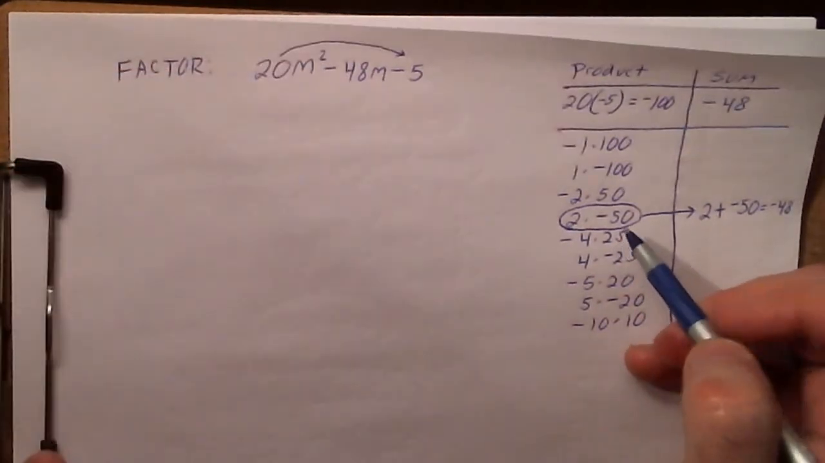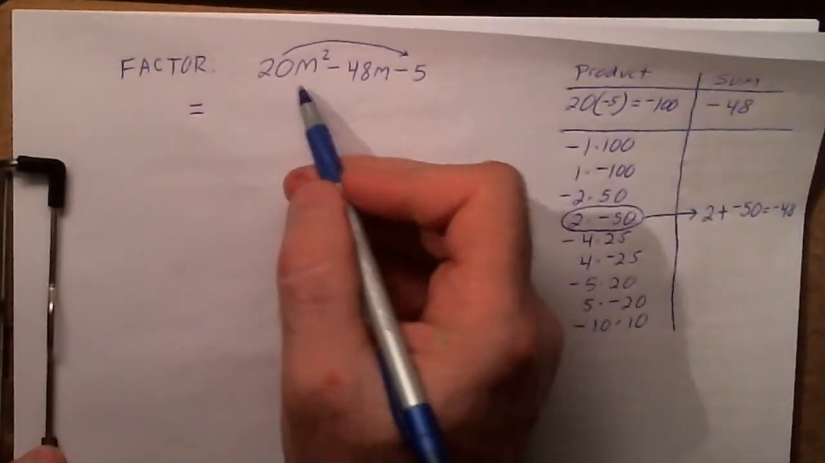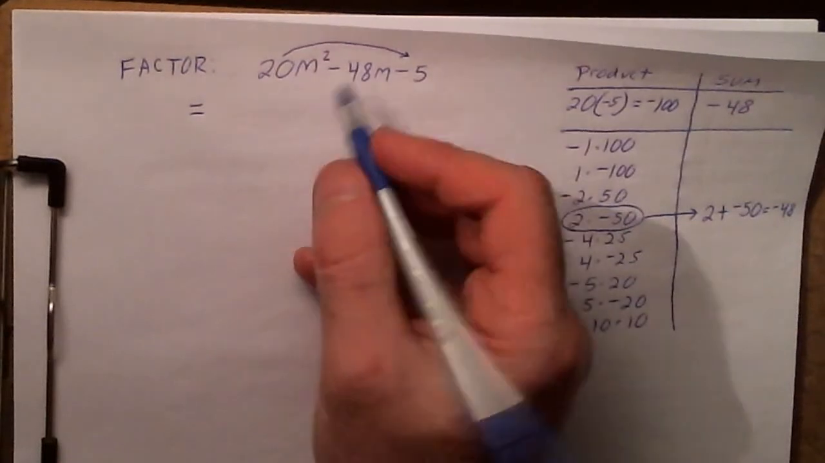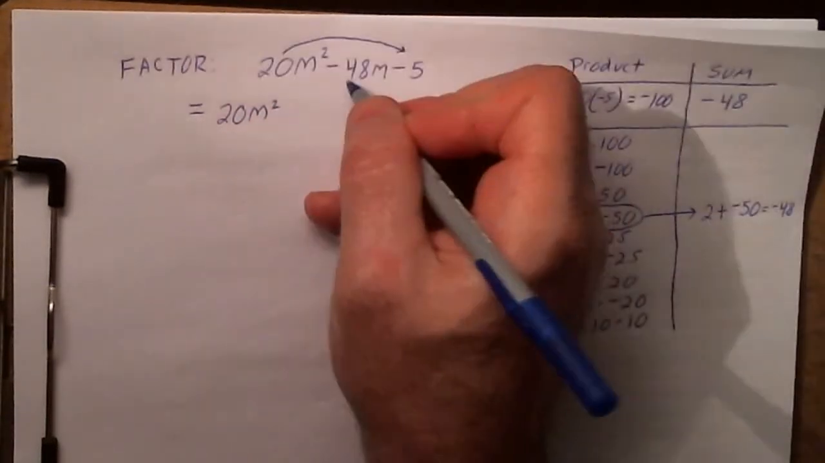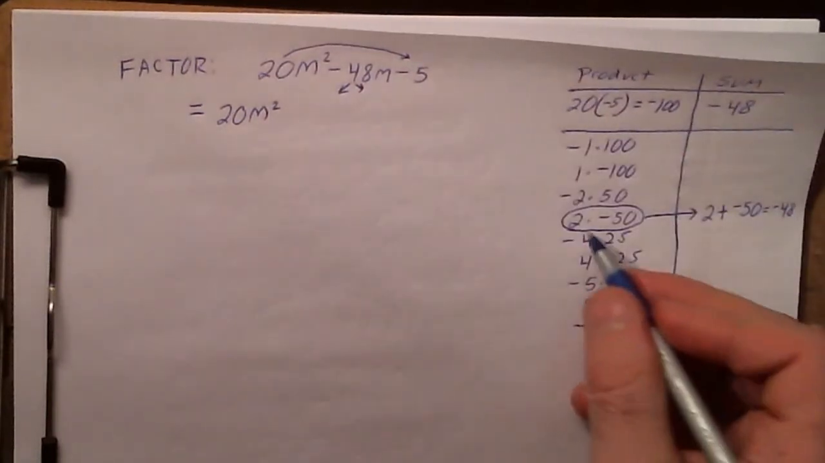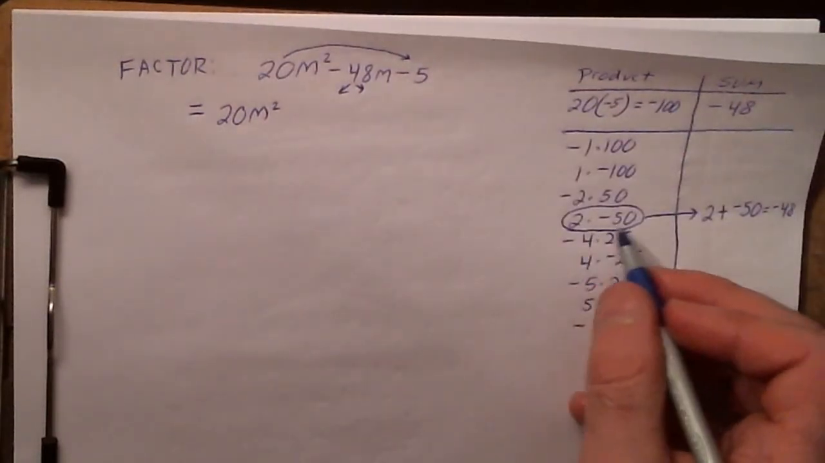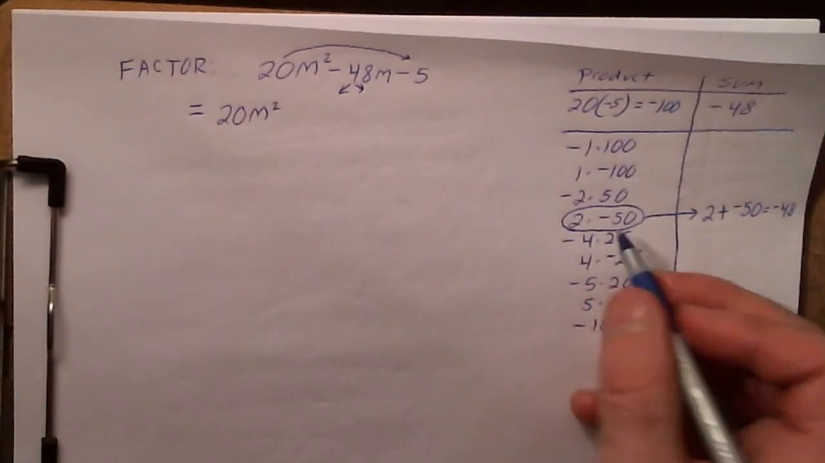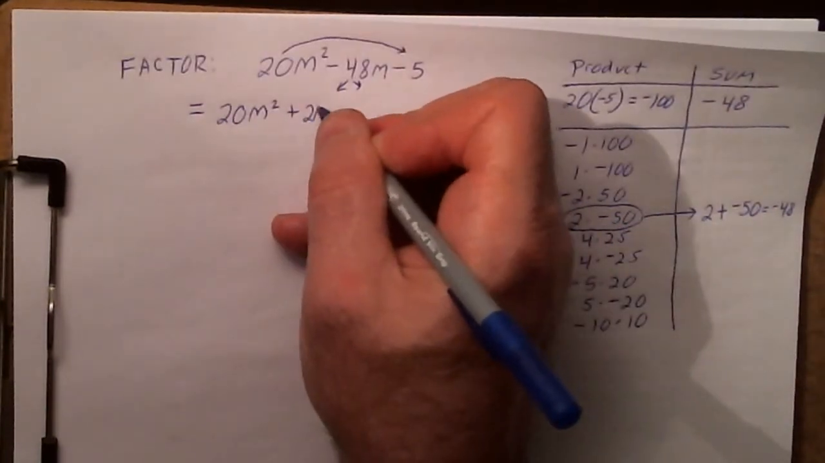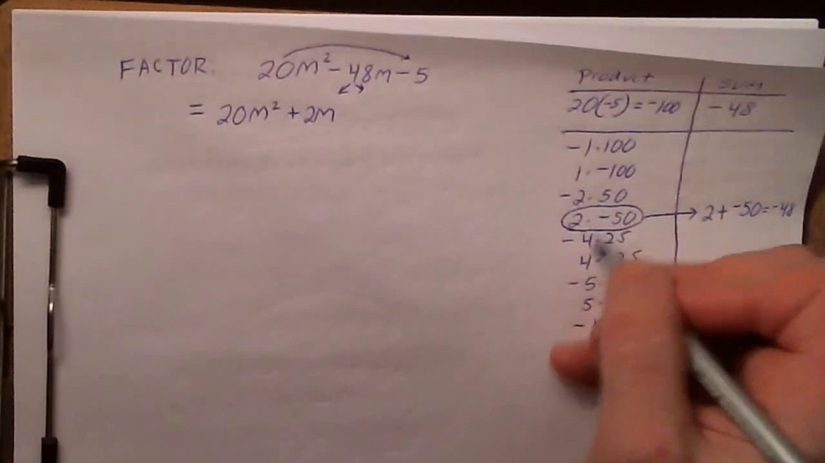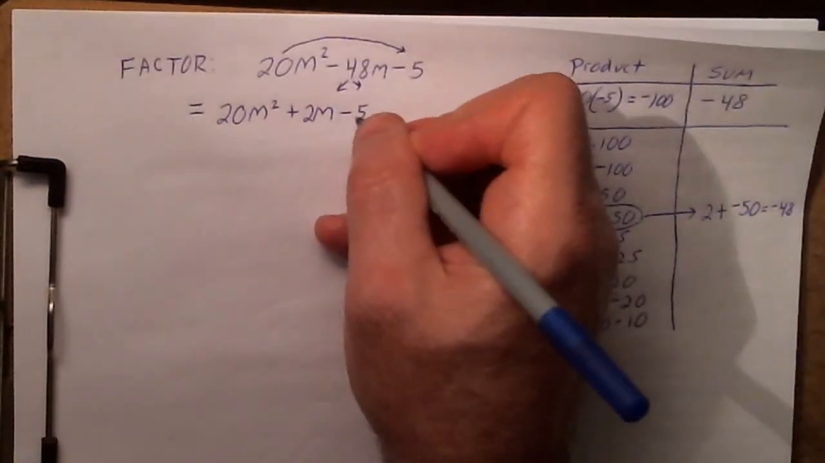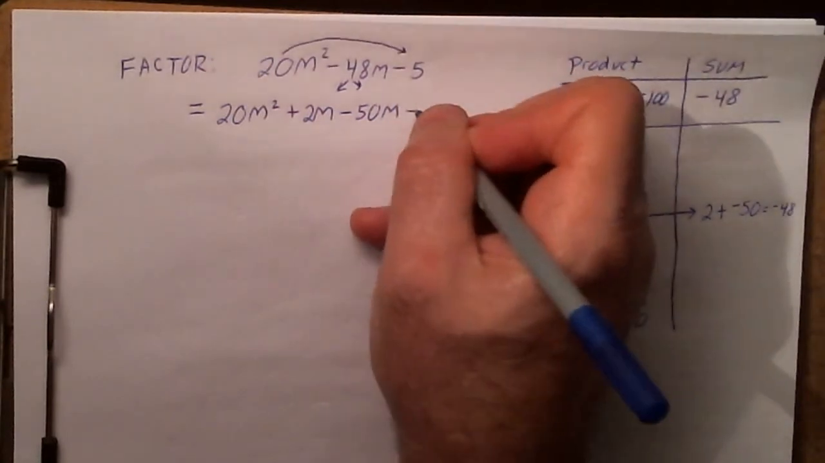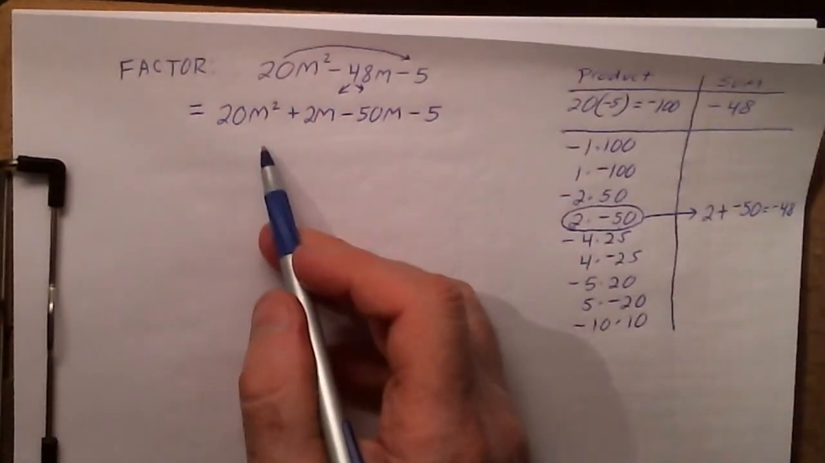That being the case, we come back to our main problem, and now we're going to rewrite this trinomial as an equivalent 4-term polynomial, namely 20m squared. The middle term is going to be split up into the sum of our decided upon factors back over here. So 20m squared plus 2m minus 50m. Don't forget to bring down the minus 5.